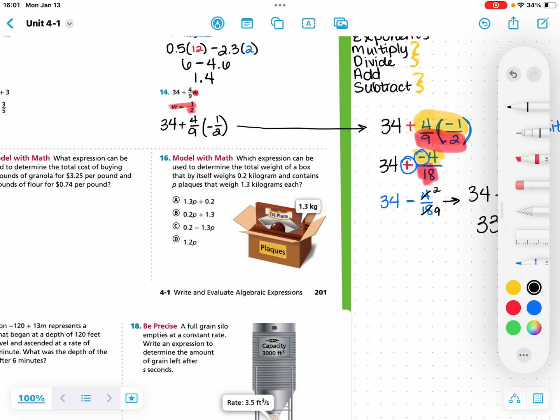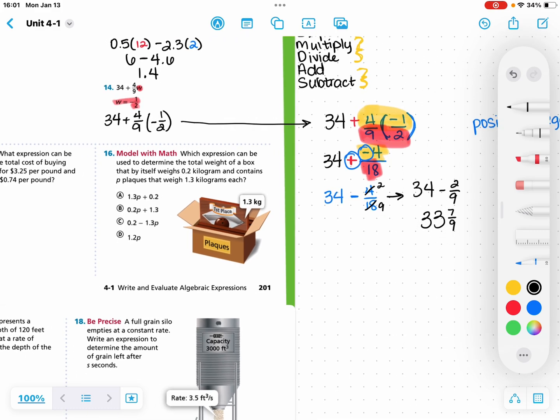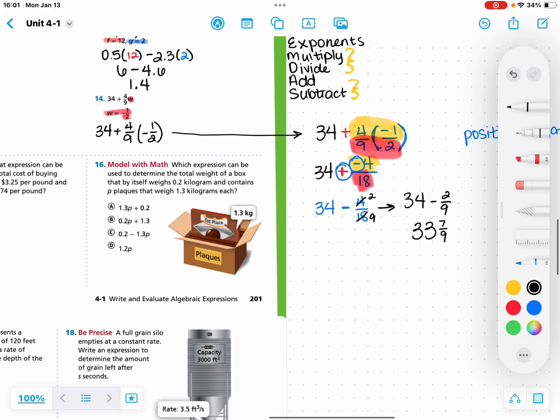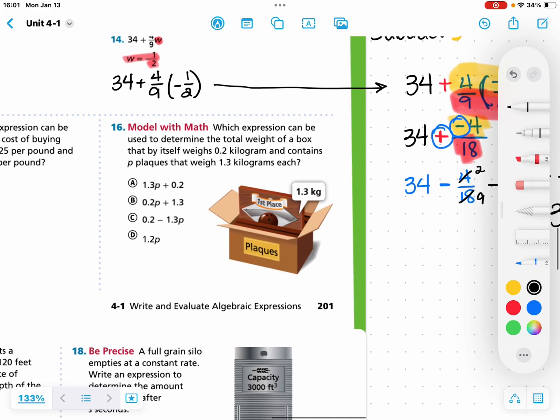Number 16 says, which expression can be used to determine the total weight of a box that by itself weighs 0.2 kilograms and contains P plaques that weigh 1.3 kilograms each? If you want to, and I actually highly suggest this, locate the constant as well as your coefficient.